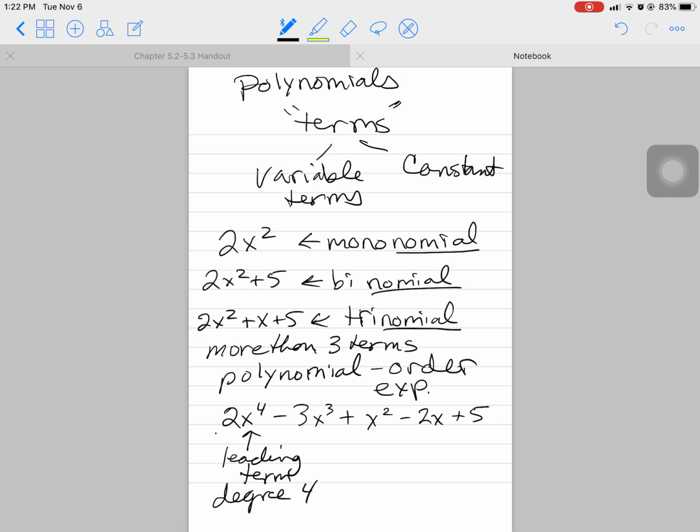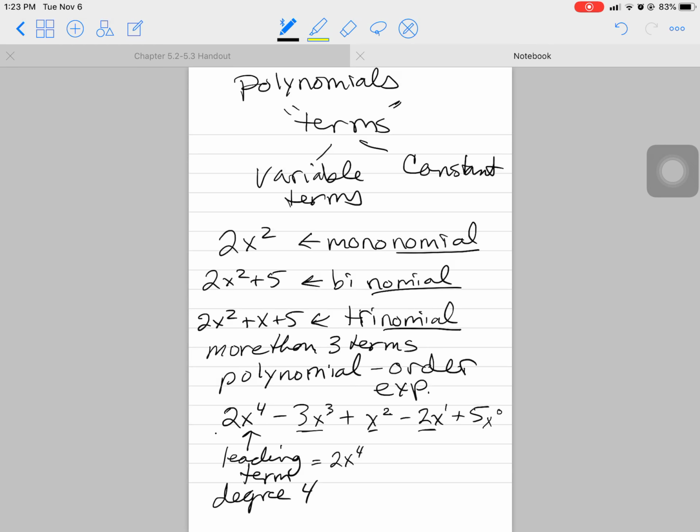This variable term here has a degree of 3. This term has a degree of 2. This term has a degree of 1. You just don't see it, right? You could write it in there. And this really has a degree of 0. So this is a polynomial in degree order. The leading term is 2x to the 4th.